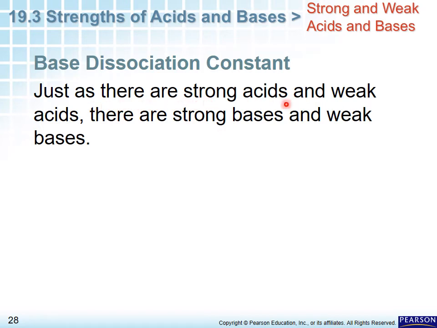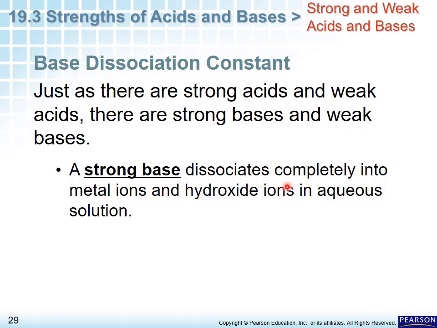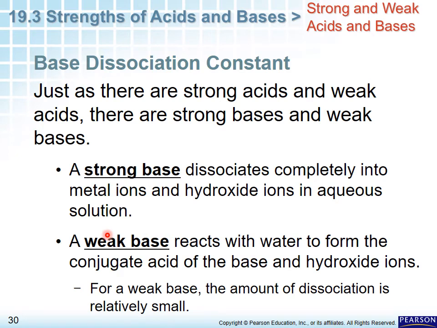Just as there are strong acids and weak acids, there are strong bases and weak bases as well. A strong base dissociates completely into the metal ions and hydroxide ions in an aqueous solution. So remember, completely ionized into metal ion and OH- ion. A weak base reacts with water to form the conjugate acid of the base and hydroxide ion. So for a weak base, the amount of dissociation is relatively small.